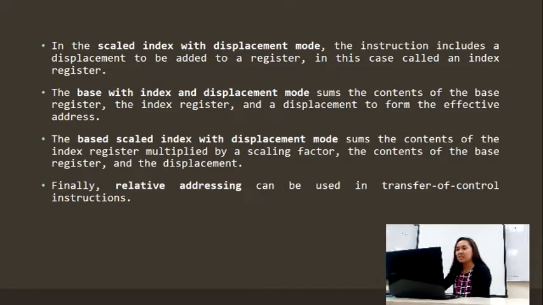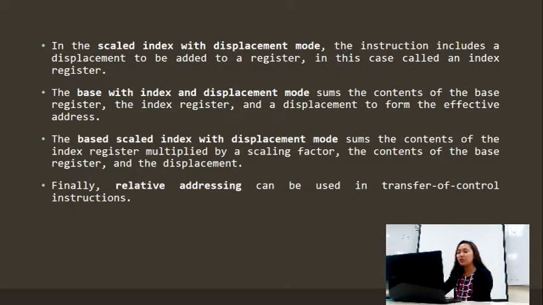In the scaled index with displacement mode, the instruction includes a displacement to be added to a register, in this case called an index register. While the base with index and displacement mode sums the contents of the base register, the index register, and the displacement to form the effective address. And the base scaled index with displacement mode sums the contents of the index register multiplied by a scaling factor, the contents of the base register, and the displacement.